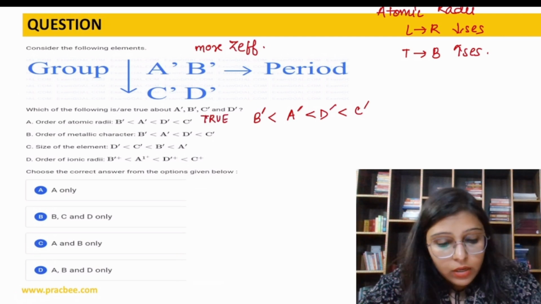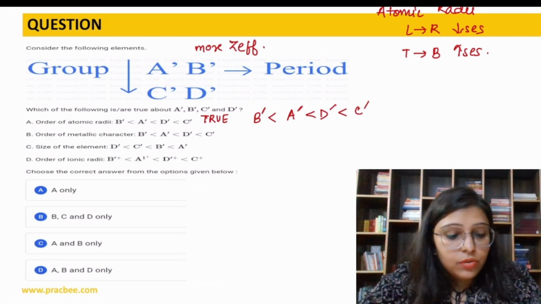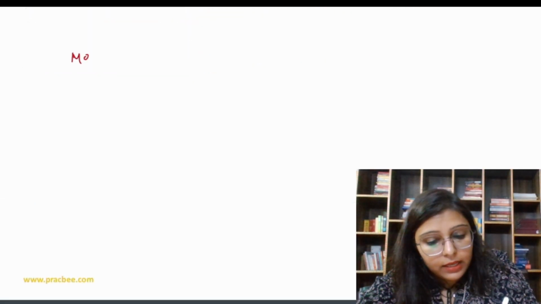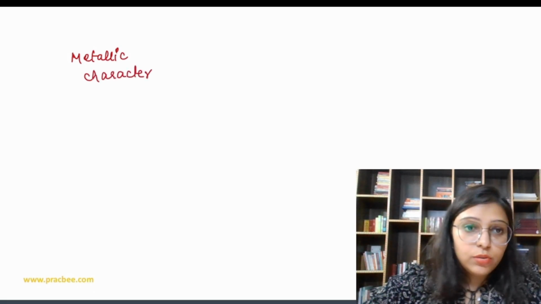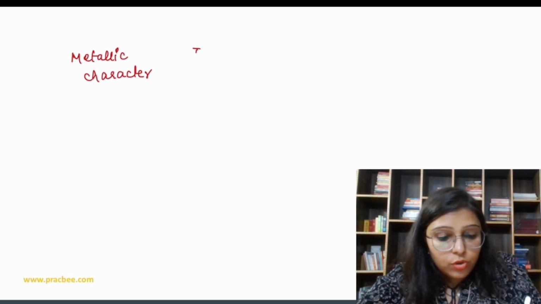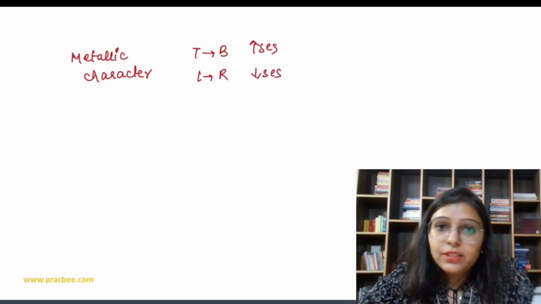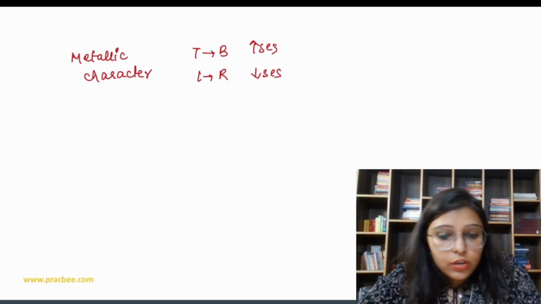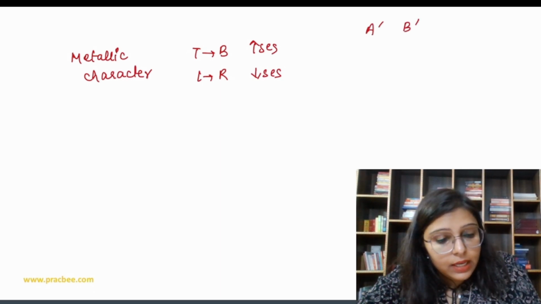This is true. Now order of metallic character. Metallic character means tendency to lose electrons. Top to bottom metallic character increases, but on moving left to right metallic character decreases, or we can say non-metallic character increases. So we have A dash, B dash, and here we have C dash and D dash.